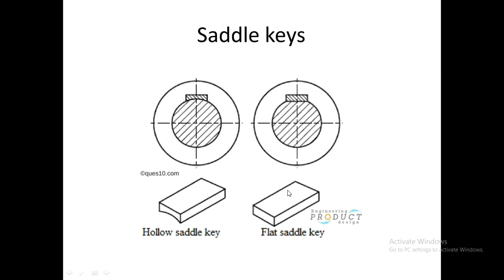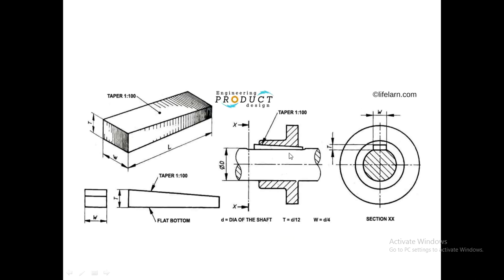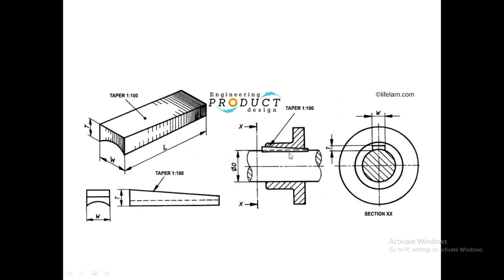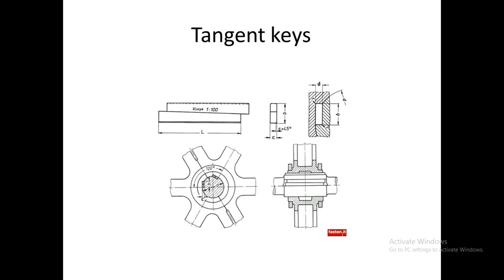The next one is saddle keys. Saddle keys are placed on top of the shaft. They can either be a hollow saddle or a flat saddle. They also have a taper of 1 is to 100. The next one is a tangent key. The tangent key is a key where two keys are placed one over the other and they're tangential to each other. They both have a slope of 1 is to 100.